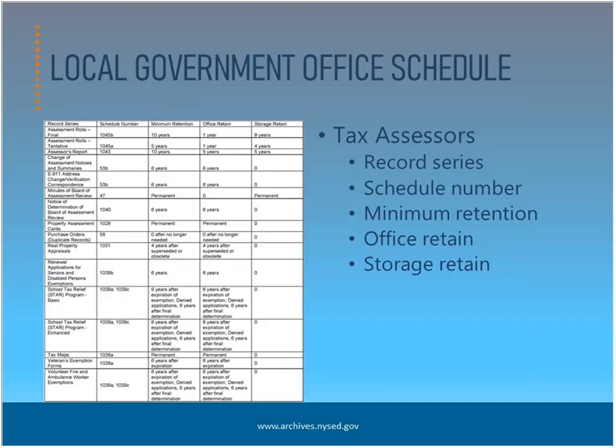This is an example of an office retention schedule created for a local government tax assessor's records. It's a Word table with the basic elements, record series, schedule number, and minimum retention. And it also has fields for how long records are kept in the office, when they're moved to storage, and how long they're stored before destruction if they're not permanent.